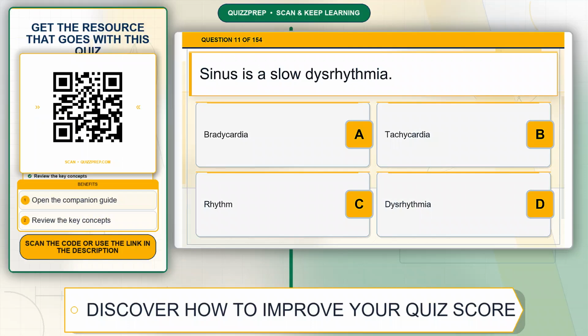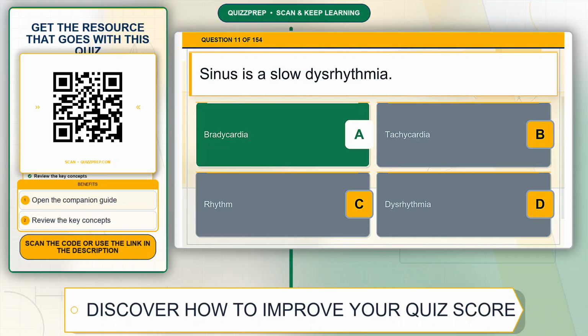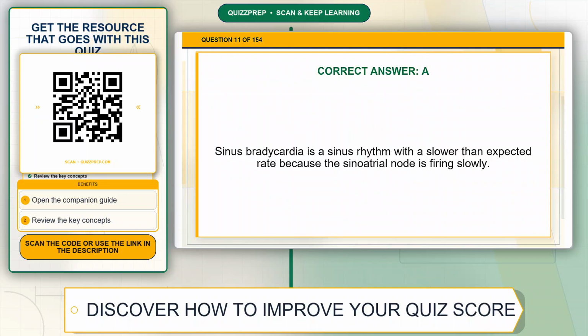Question 11. Sinus is a slow dysrhythmia. Option A, bradycardia. Option B, tachycardia. Option C, rhythm. Option D, dysrhythmia. The correct answer is option A, bradycardia. Explanation. Sinus bradycardia is a sinus rhythm with a slower than expected rate because the sinoatrial node is firing slowly.